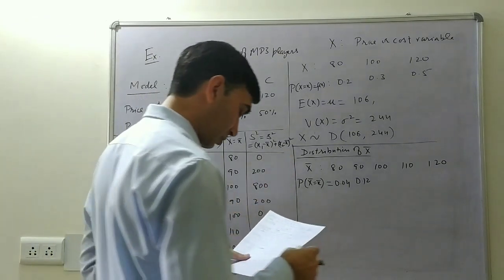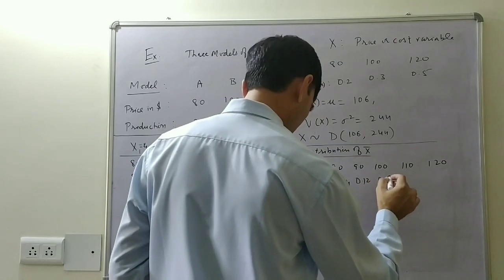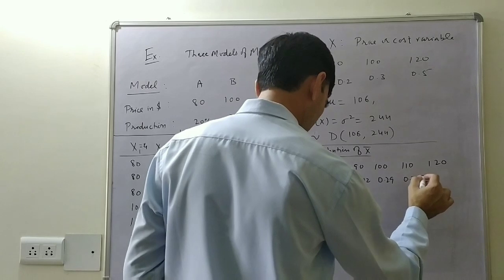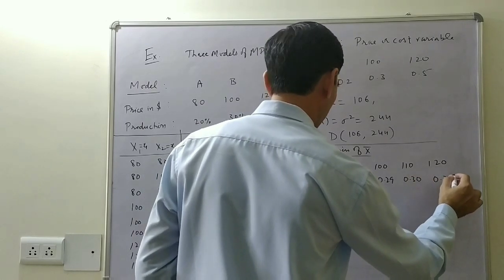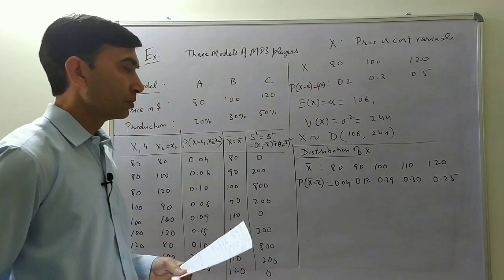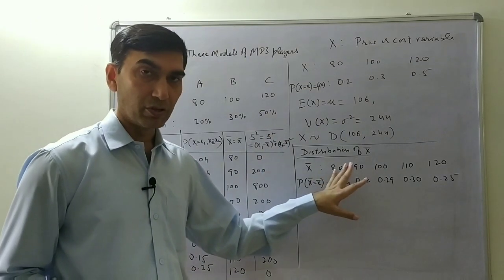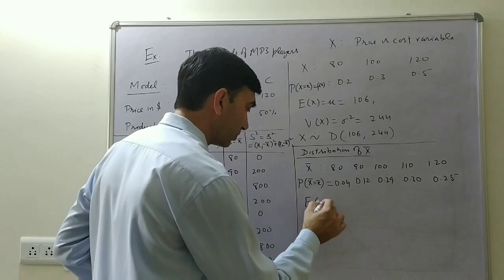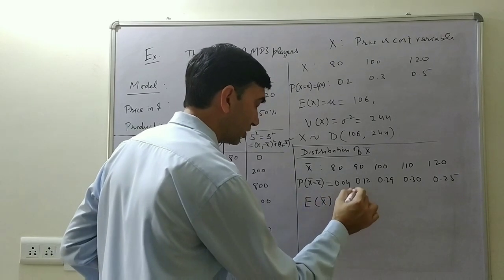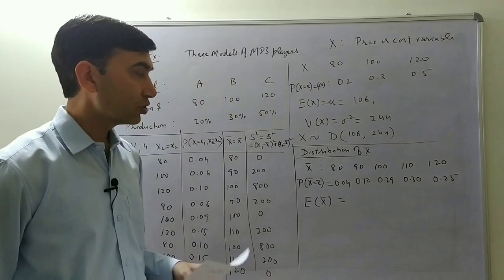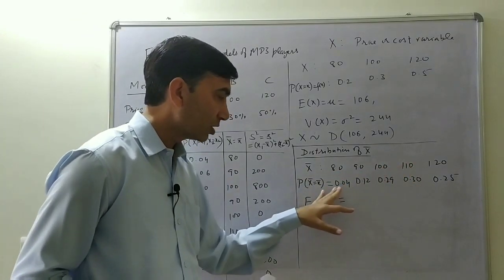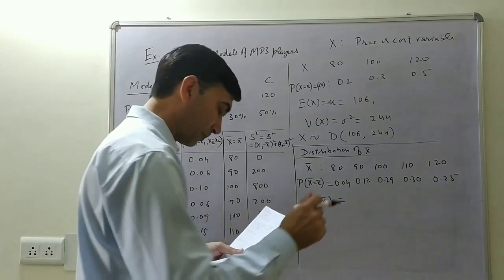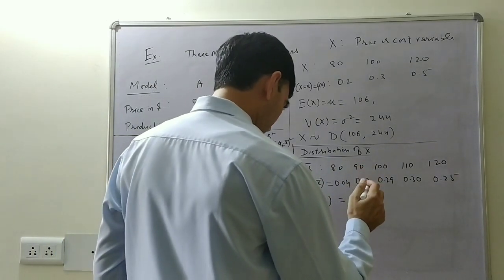So these are 0.29, 0.30, 0.25. Once you have the distribution of x bar, you can write its expectation as well as variance. So what is expectation? Just multiply x bar values with the corresponding probabilities and add. Okay, you know the expectation formula. So what do you get from this calculation?